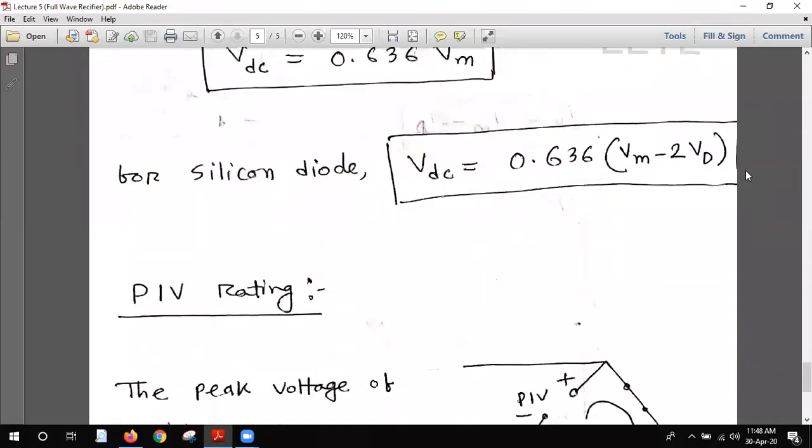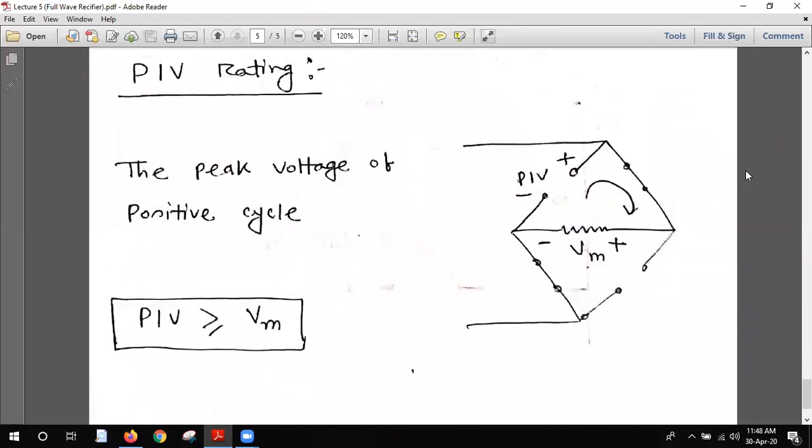Let's see what is next. This is the PIV rating. The PIV rating is not so important, but we still discuss. PIV rating is the peak inverse voltage, the maximum reverse voltage we can apply to a diode.